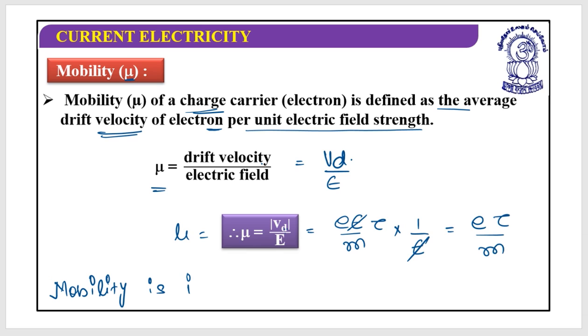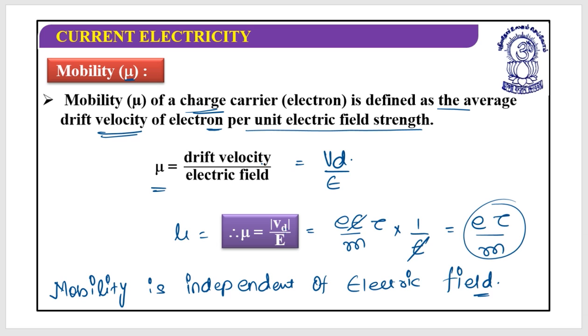And one very important aspect is that mobility is independent of electric field. Look at this. It depends on e, which is a constant term, the charge of an electron. It depends on tau, the relaxation time, which is the time between successive collisions. And it depends on the mass, which is also a constant.